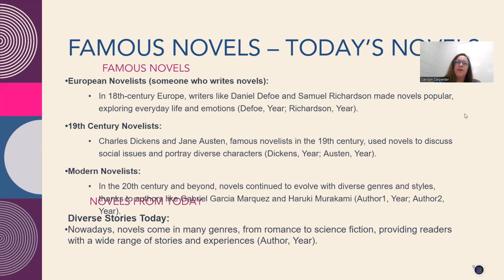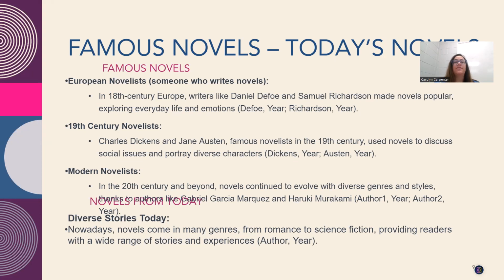Some famous novels that you should know about from several different time periods, we'll look over those right now, are like European novelists in the 18th century Europe. Writers like Daniel Defoe and Samuel Richardson made novels popular, and they explored everyday life and emotions in their novels. In the 19th century, there were novelists like Charles Dickens and Jane Austen, and they were famous for their novels that discussed social issues, and they portrayed diverse characters.